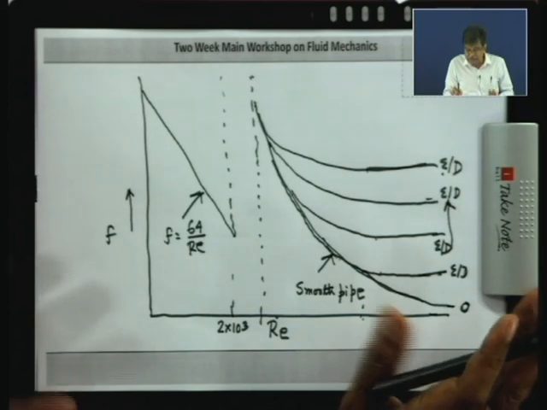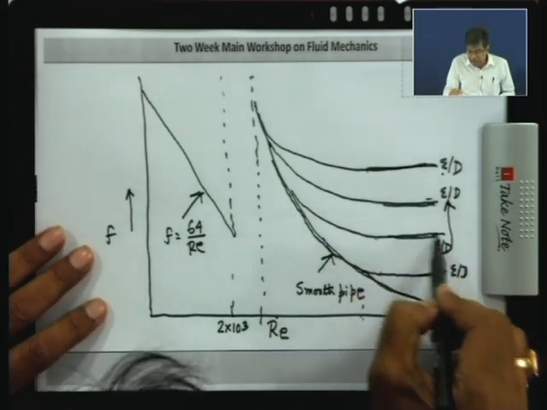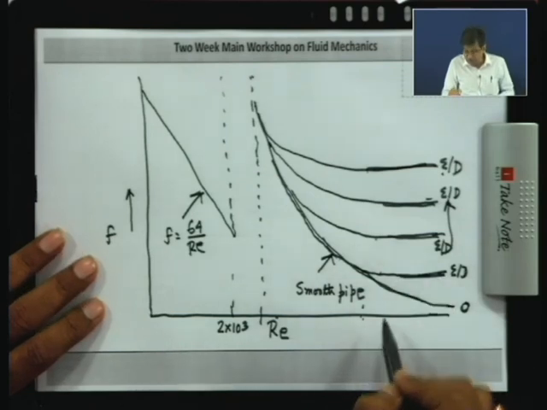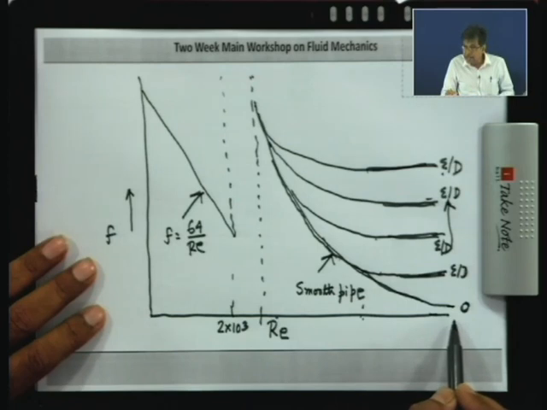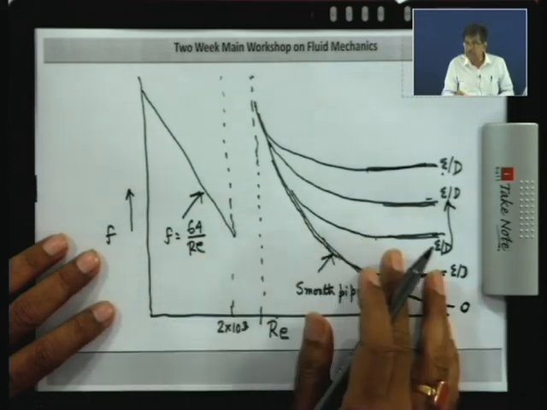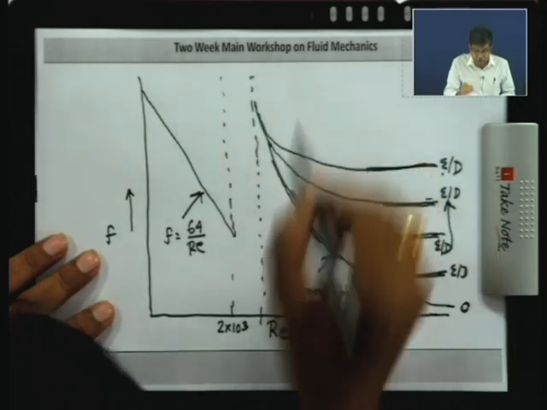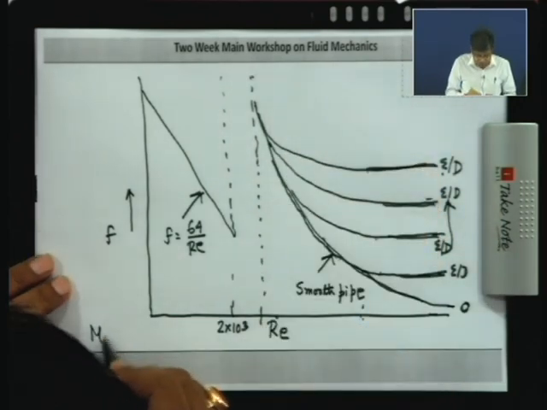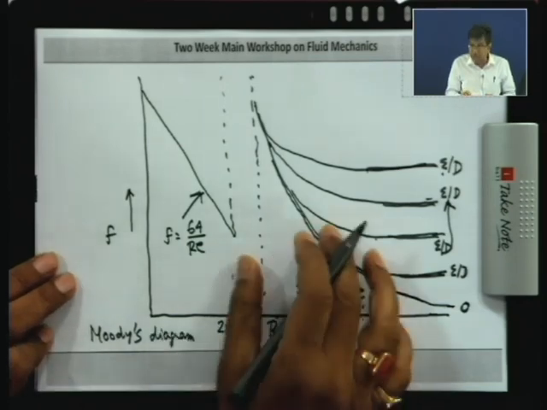Another piece of information is that all curves for rough pipes at high turbulent flow, that is, higher values of Reynolds number, are parallel to the abscissa, meaning the friction factor is independent of the Reynolds number. These are the informations documented in this figure by Moody, and this diagram is known as Moody's diagram.